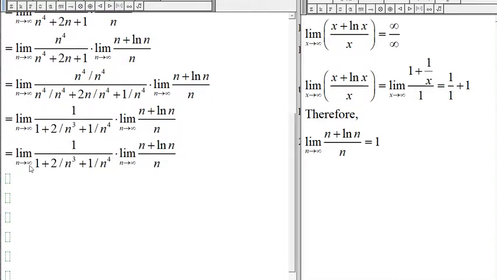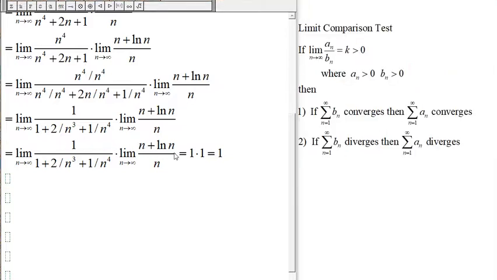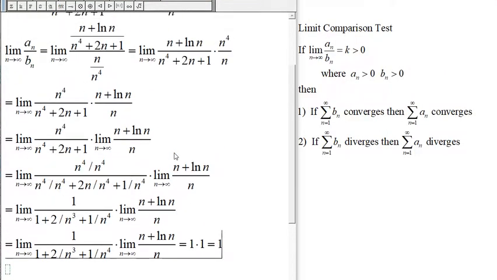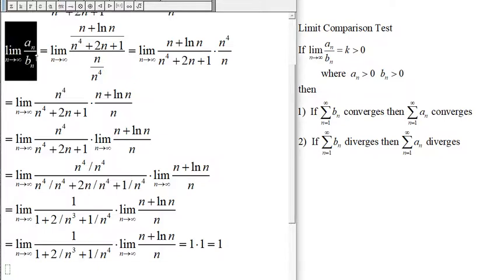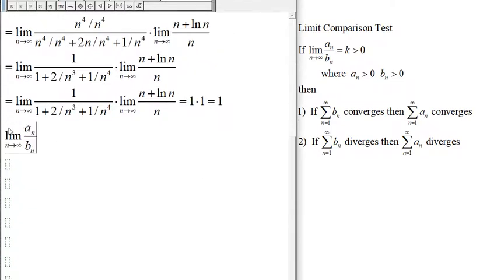And then as n approaches infinity, this will go to 0, and this will go to 0. And so this part right here is 1, and we have just shown that this is also 1. So for the whole thing, we get 1. And so we have just shown that the limit of a sub n over b sub n is equal to 1, which is a positive finite number.